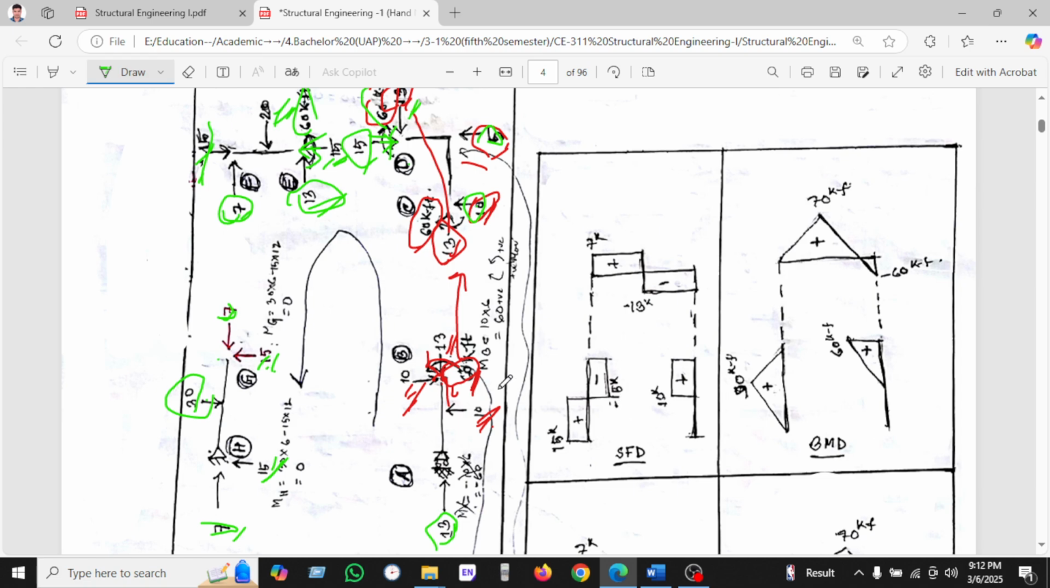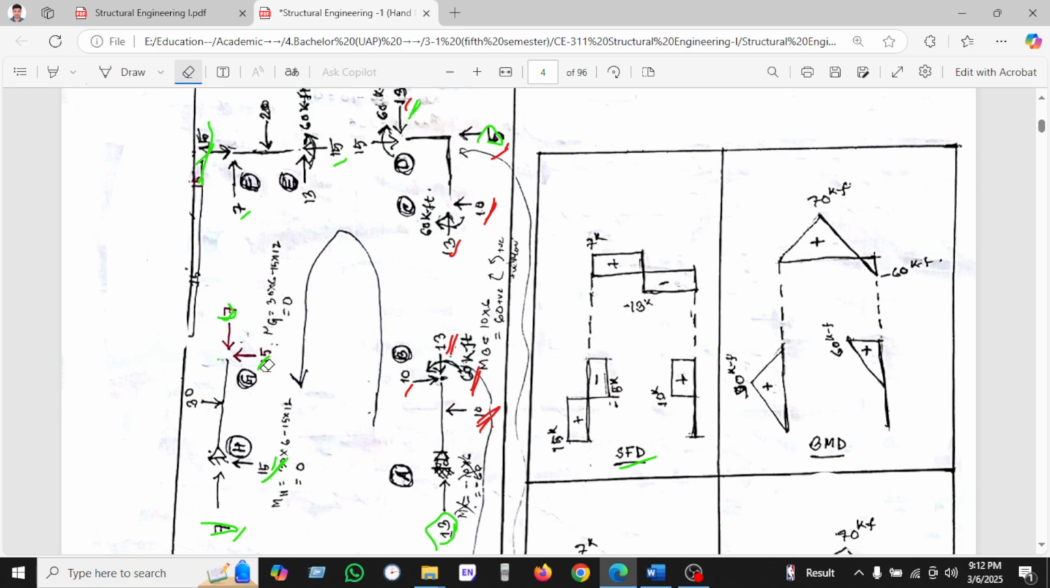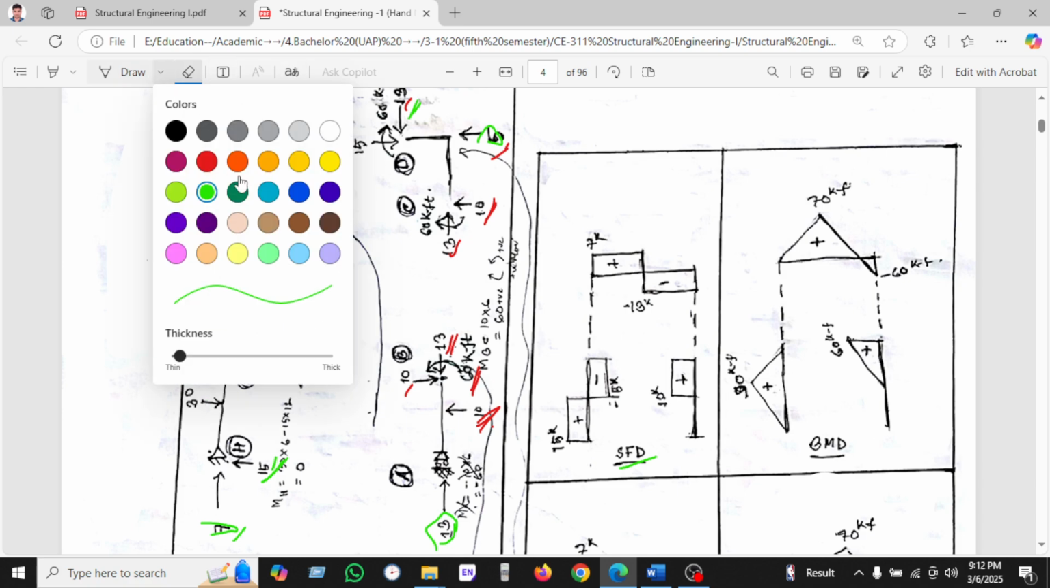So if we categorize here for shear force, then the force members will be like that. I'm just erasing this value and trying to show you. Okay, let me change the color to red.